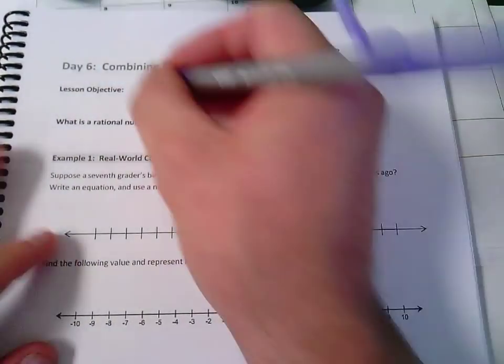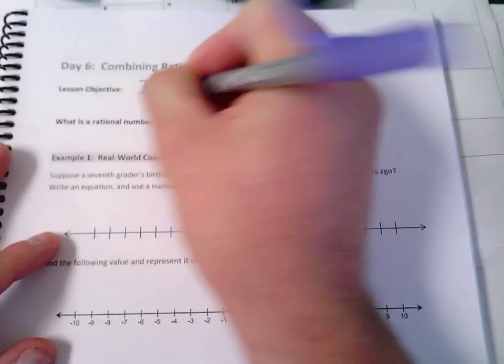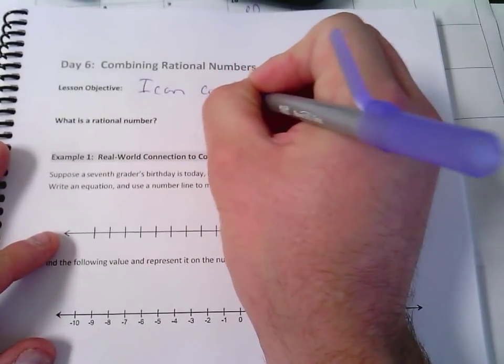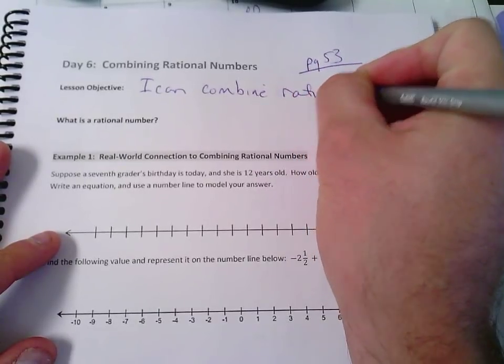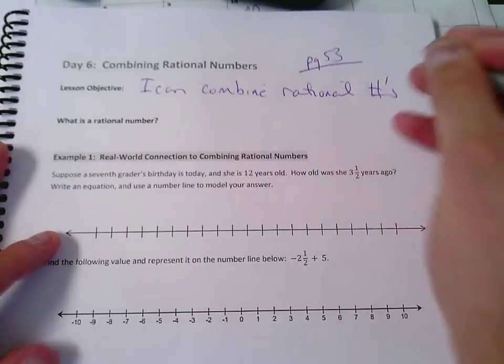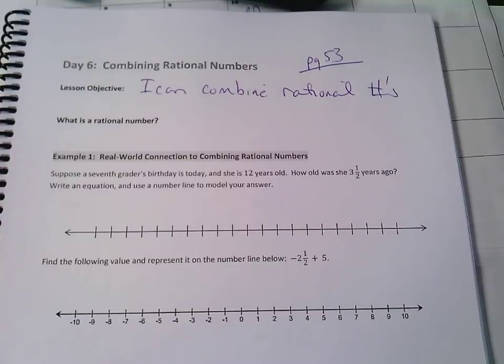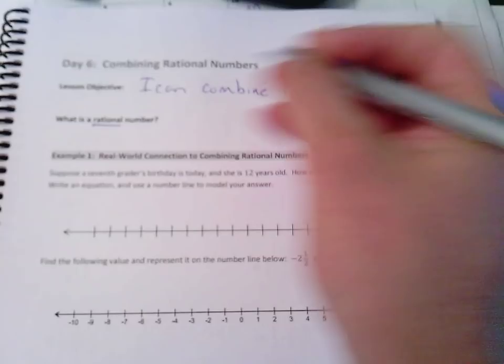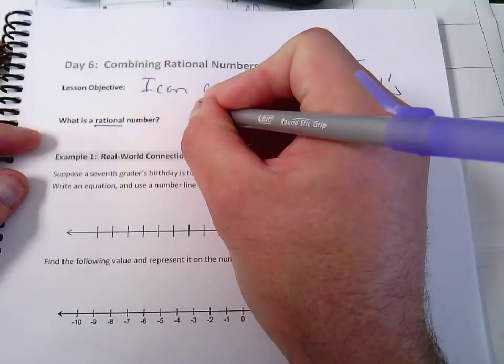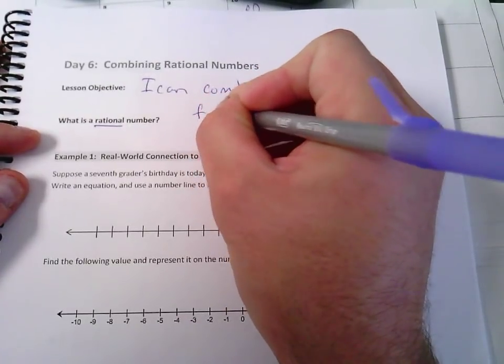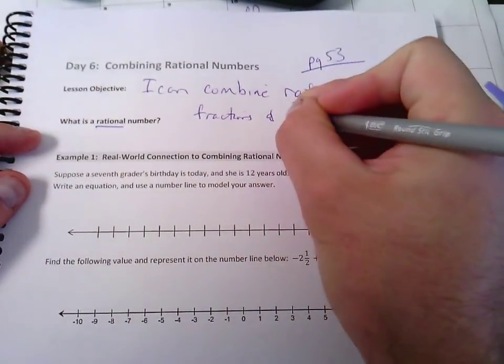Okay. The lesson objective for today: I can combine rational numbers. Pretty self-explanatory. So the first question you may ask is, what is a rational number? If we're going to combine these things, we should understand what they are. Well, for all intents and purposes, a rational number is basically fractions and decimals.